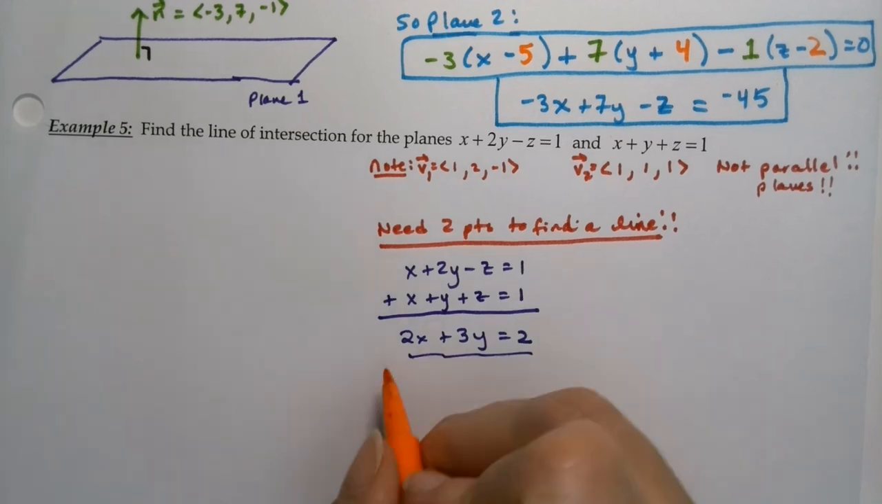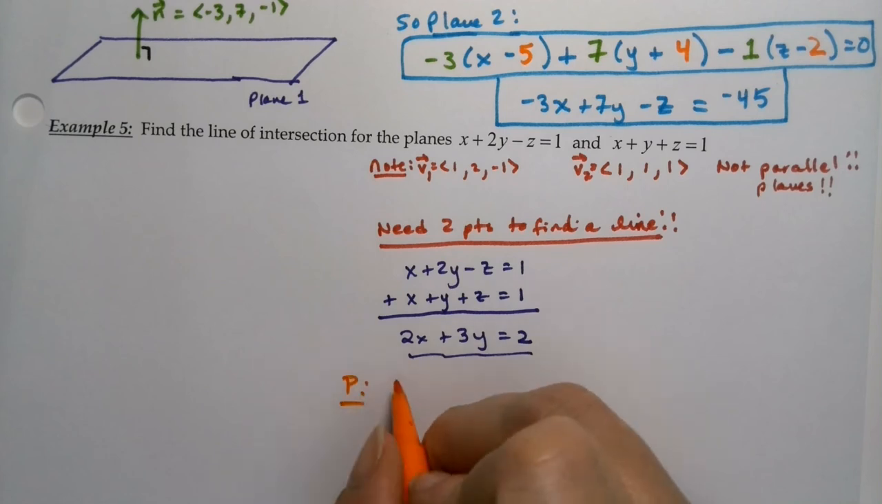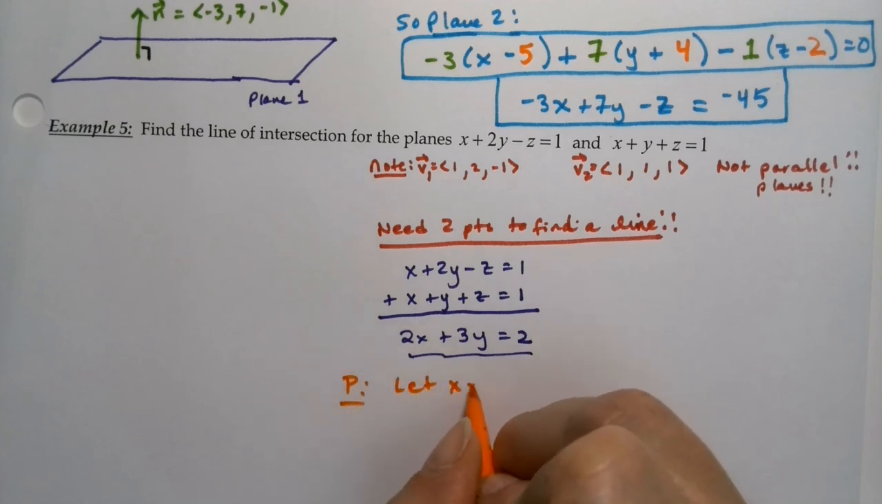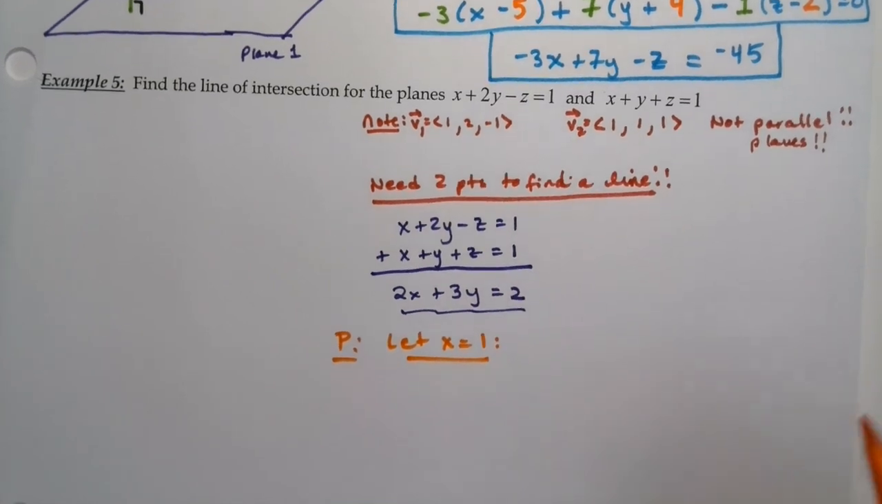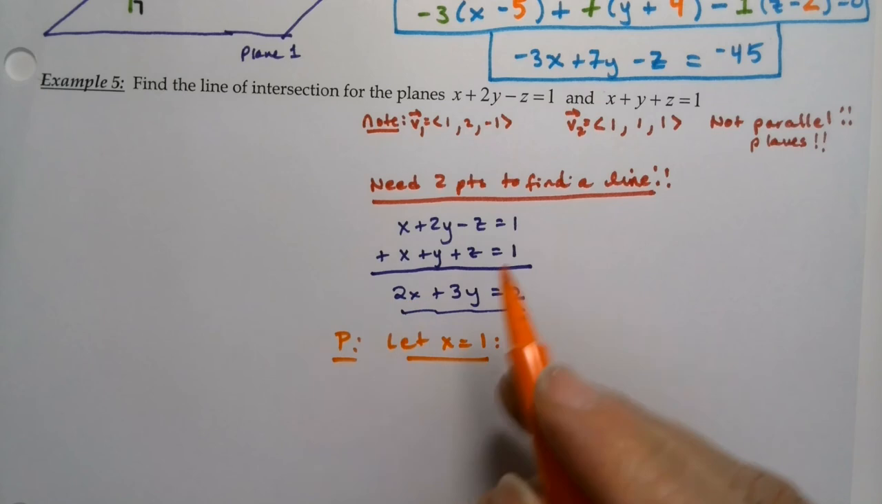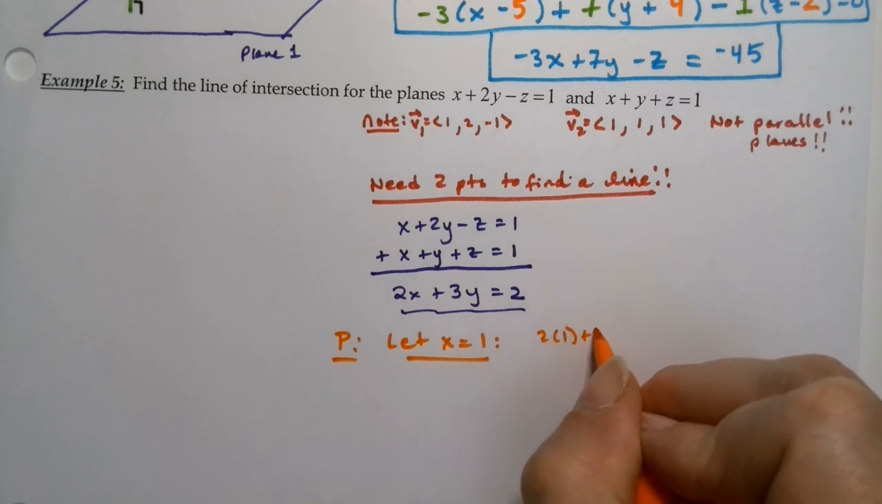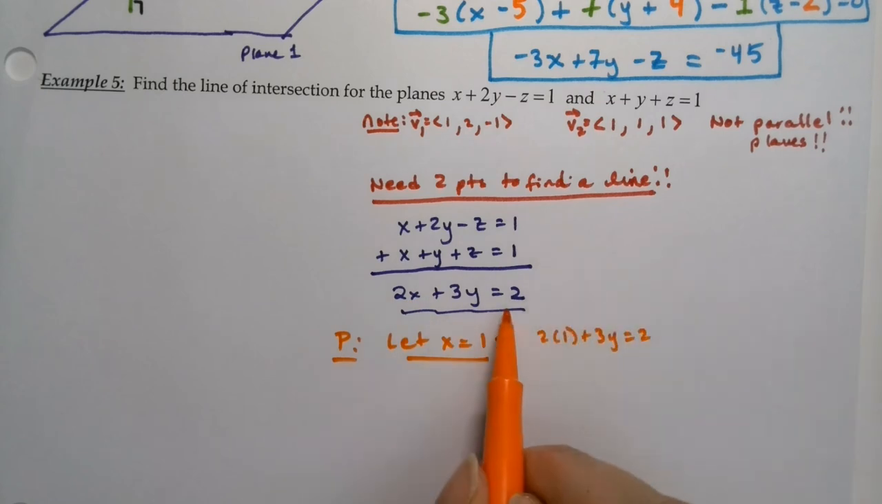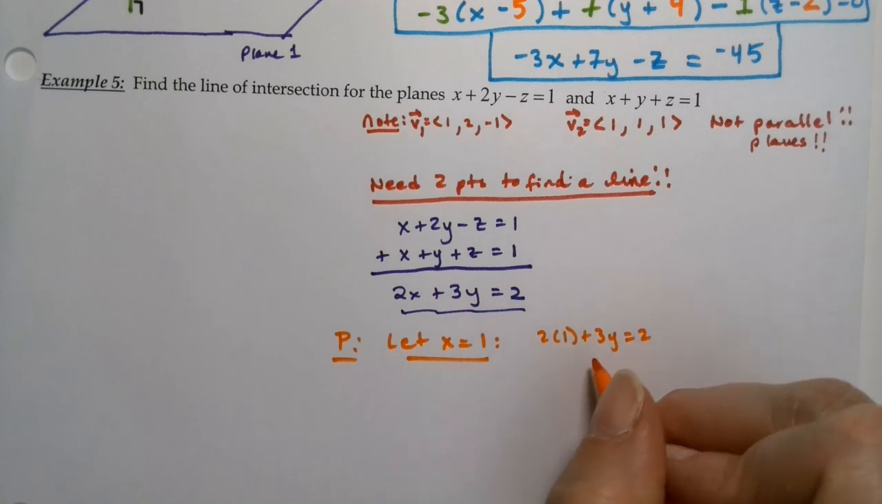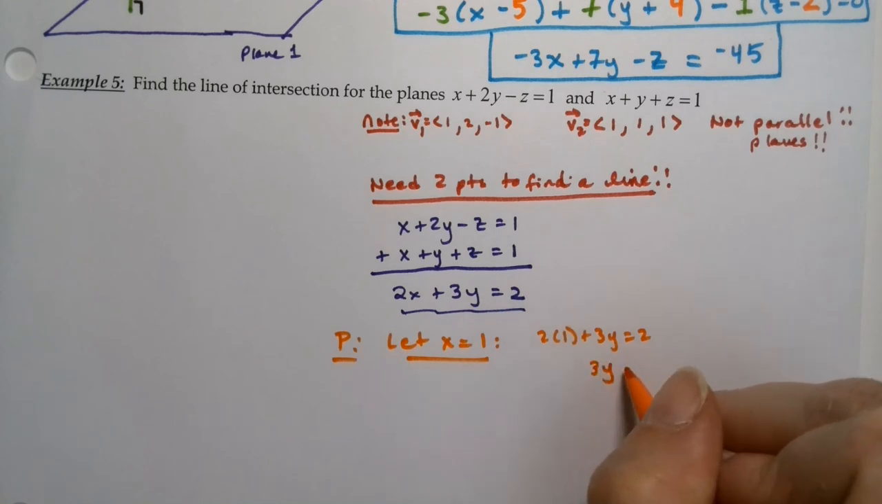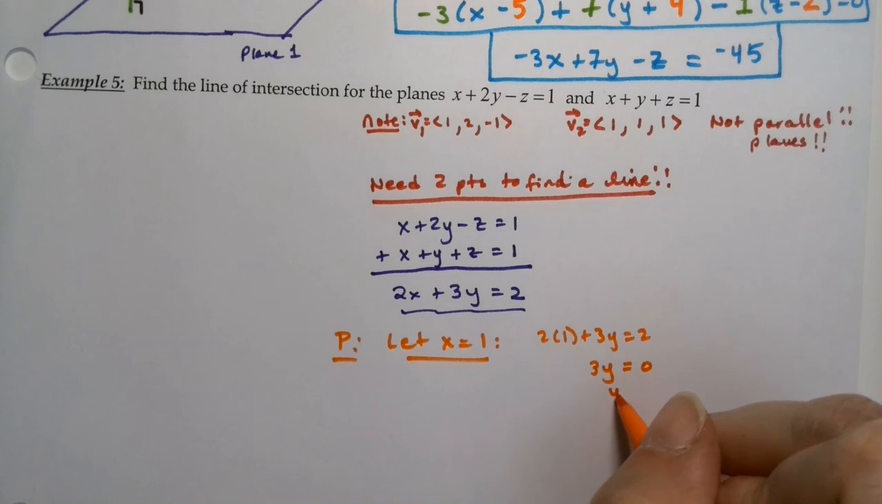Let me let, for point P, x be equal to 1. Now, you don't have to pick 1. You can pick kind of anything. It doesn't really make any difference. If I let x be 1, then 2 times 1 plus 3y would be equal to 2, right? So therefore, 3y would be equal to 0, which means y would be equal to 0.